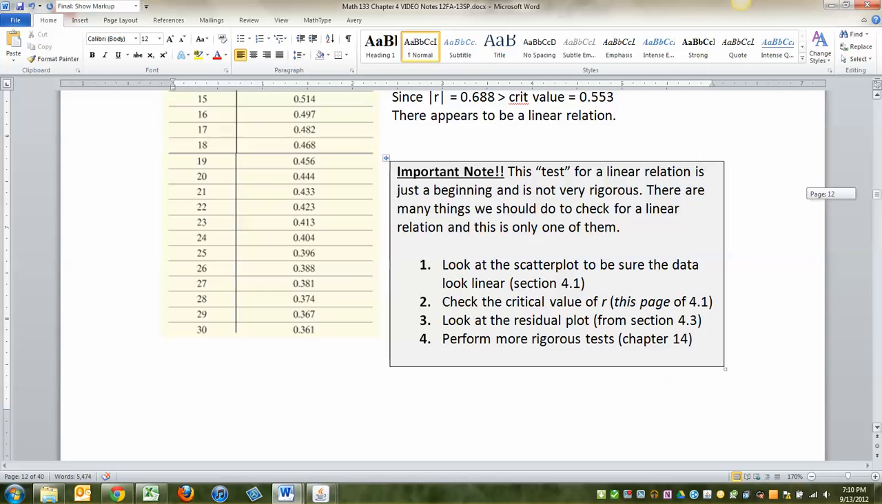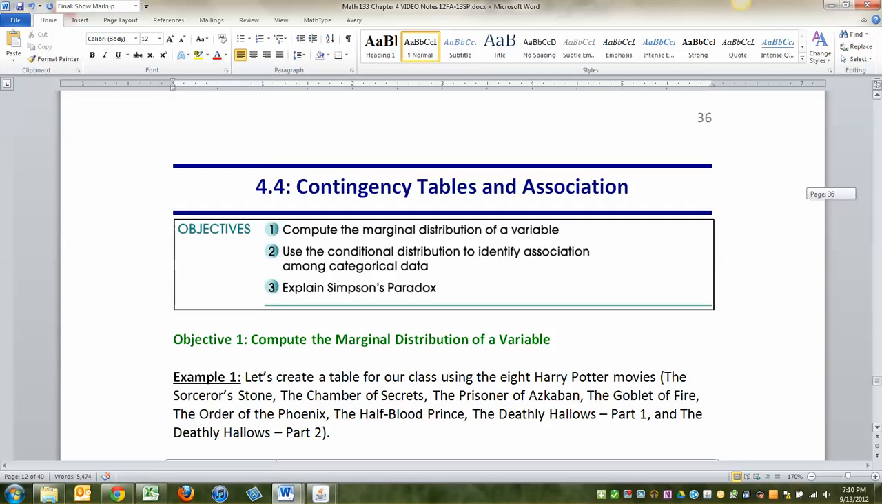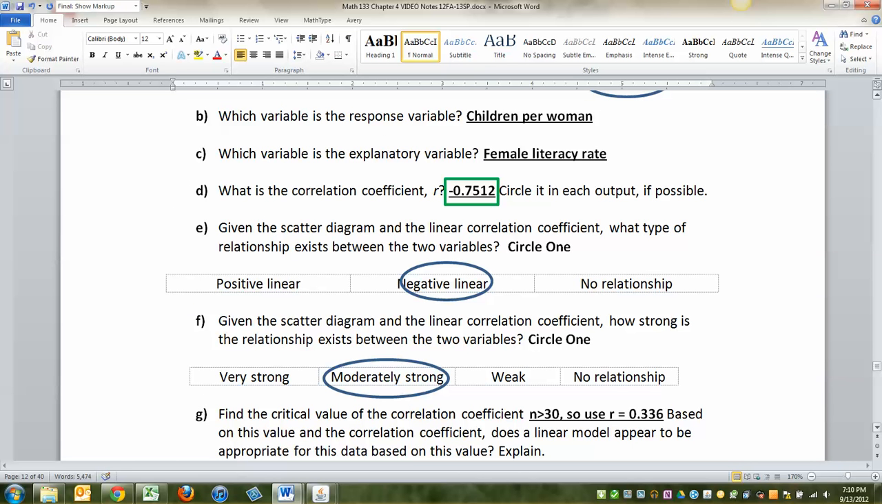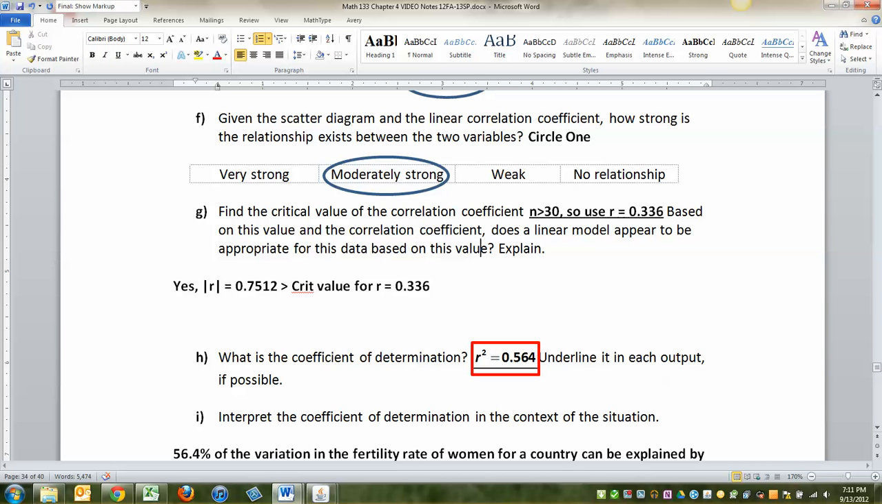We're going to use the best value we can, which is the one for 30, which is 0.361. So n is greater than 30, so just use 30. Anything larger than 30 for your n, just grab the 30 number, which is r equals 0.336. Our number, r, the absolute value of it is 0.75, and that's greater than that 0.336. So yes, a linear relationship was what we had.